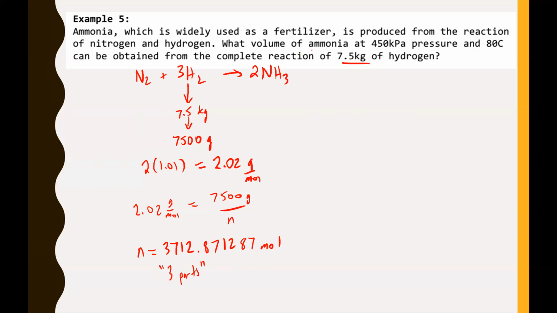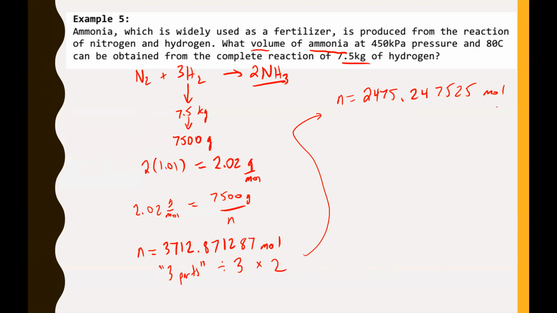We are looking, however, for a volume of ammonia. So we need to worry about the ammonia right here. So we want 2 parts. So why don't we just take this number and divide it by 3 to get 1 part, and then in the same step, times it by 2 to find 2 parts. So our number of moles of ammonia that we get is going to be 2,475.247525 moles. At least that's what I got.